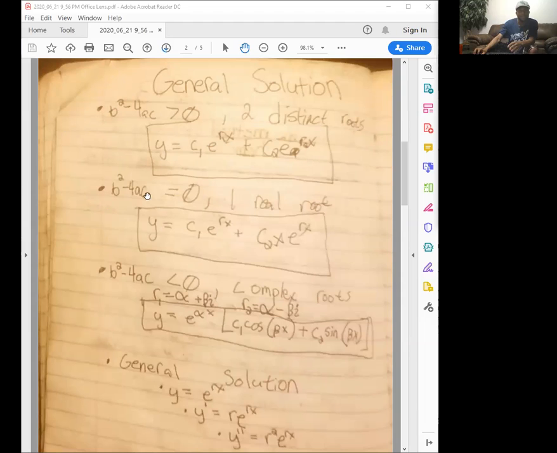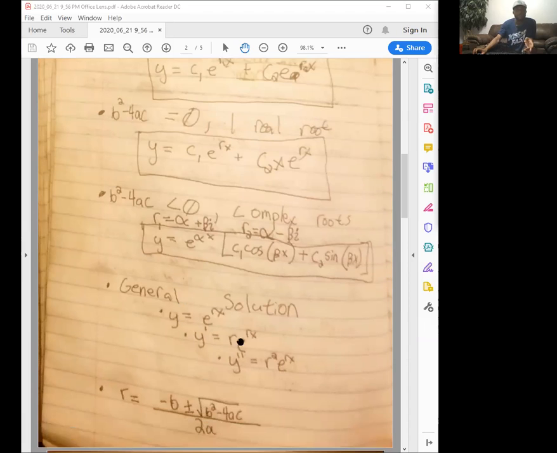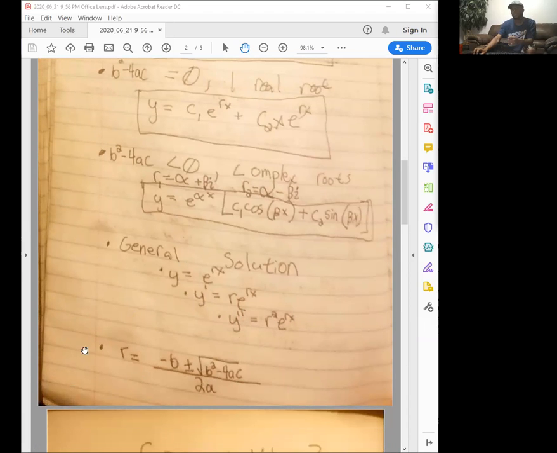Now, if b squared minus 4ac is equal to 0, then you're going to have exactly 1 real root, and this is going to be the general solution. And lastly, if b squared minus 4ac is less than 0, you'll have complex roots, and your general solution will be this. This breaks down what I was speaking on earlier about the different y values, and this is the discriminant of the quadratic, b squared minus 4ac.